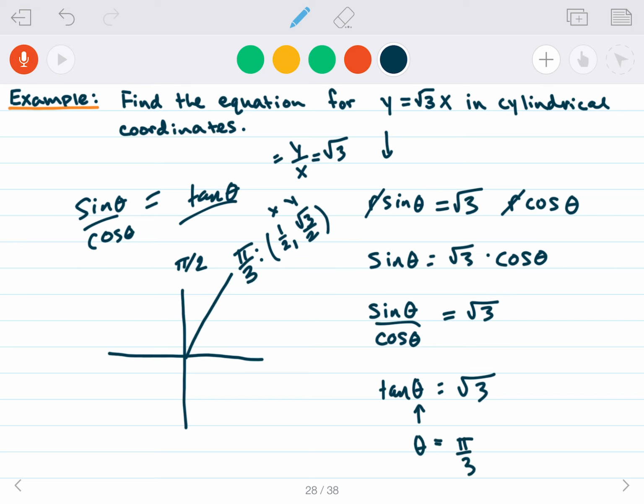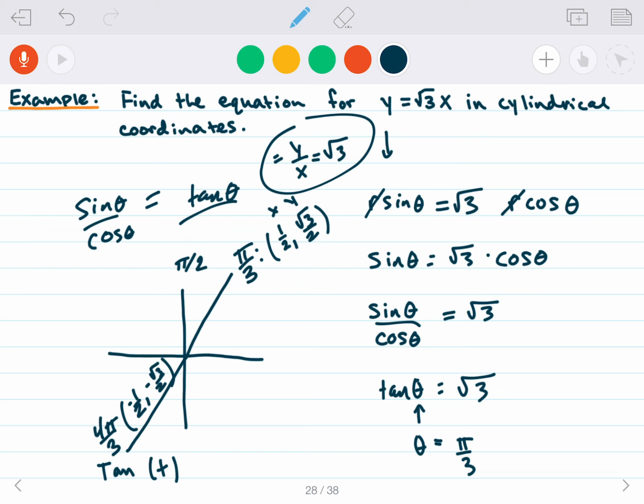But tangent is also positive in quadrant 3. Okay, so tangent is also positive in quadrant 3 because both x and y are negative in quadrant 3. And this guy is going to be, well, let's see, this is pi over 3, this is 2 pi over 3, this is 4 pi over 3. So 4 pi over 3 has an x coordinate of negative 1/2 and a y coordinate of negative root 3 over 2. And so when you do y over x, just like we did up here, we are going to get that positive root 3 again.